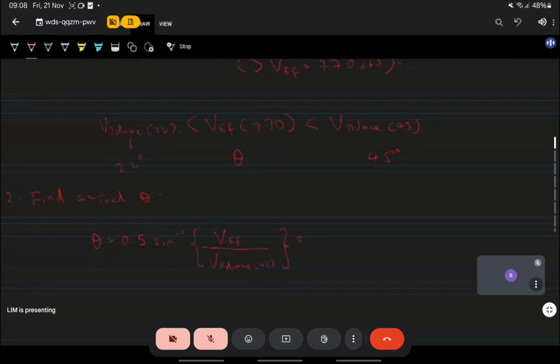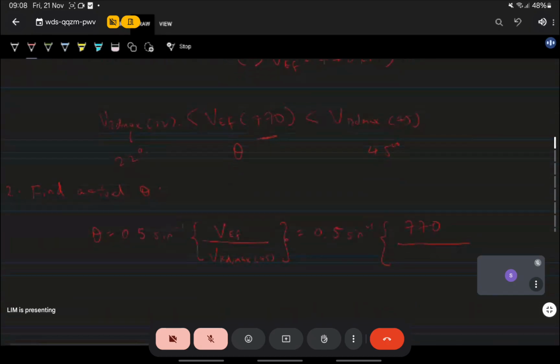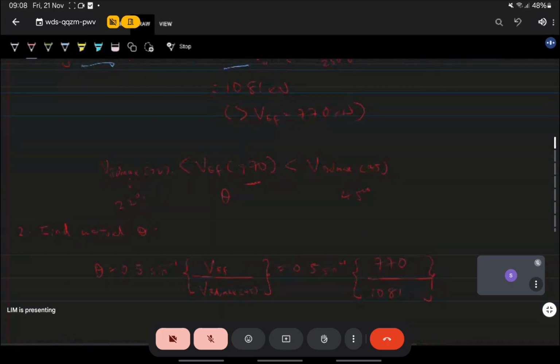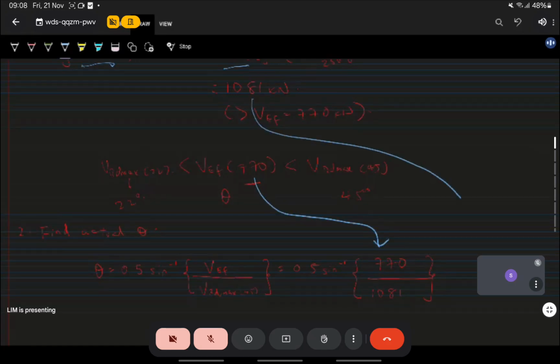So 0.5 times inverse sine. VEF is what? Well, 770. VRD max is what? 1081. That's it. You just substitute the numbers in: VEF, VRD max 45 degrees. And then do the inverse sine, and then divide by 2 or times 0.5. What do you get?